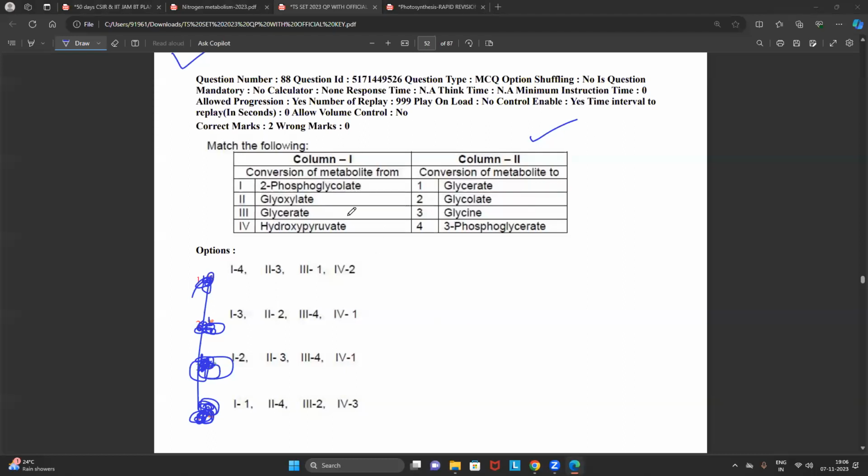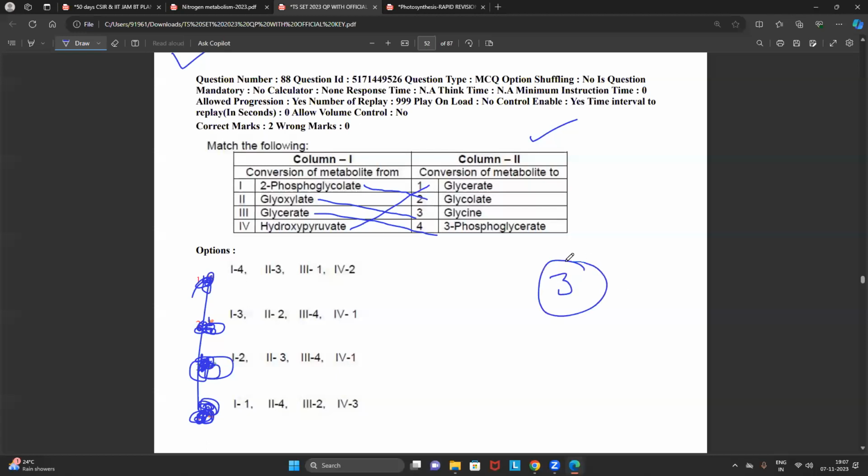Wonderful. So we all know very well, right? 2-phosphoglycolate is converted into glycolate. Correct, friends? And what happens to glyoxylate? It is converted into glycine. What happens to glycerate? It is converted into 3-phosphoglycerate. What happens to hydroxypyruvate? It is finally converted into glycerate. The same thing which was there in the slide.